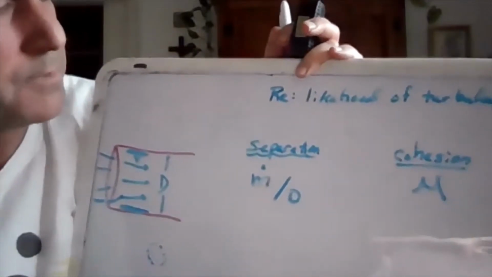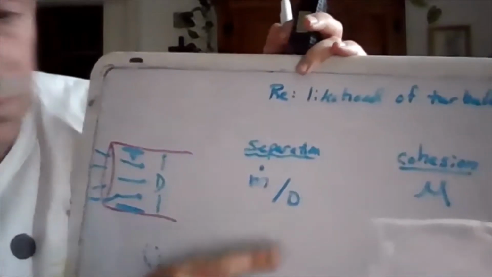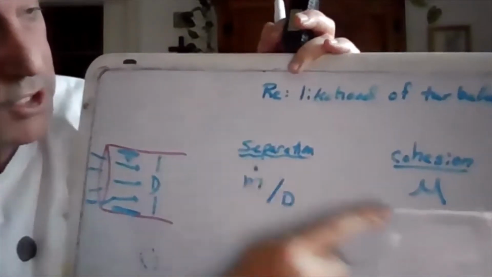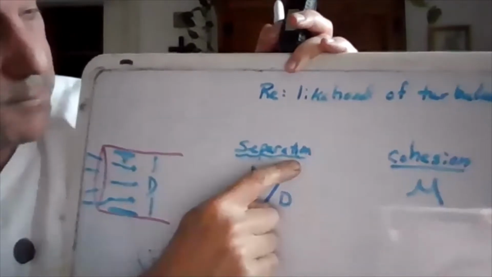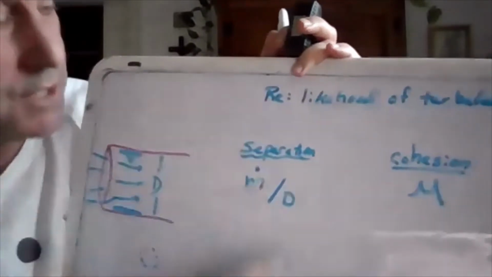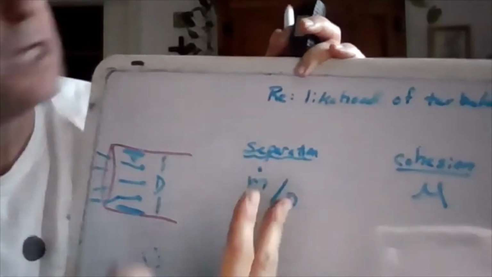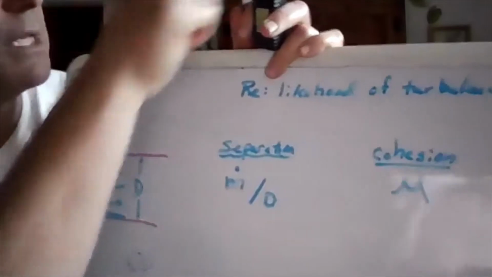We would be done. But there are two more things to do. Usually what we do is a ratio, separation over cohesion. If separation over cohesion is large, separation wins, we get turbulence. If separation over cohesion is small, cohesion must be large, and we don't get turbulence, we get laminar.